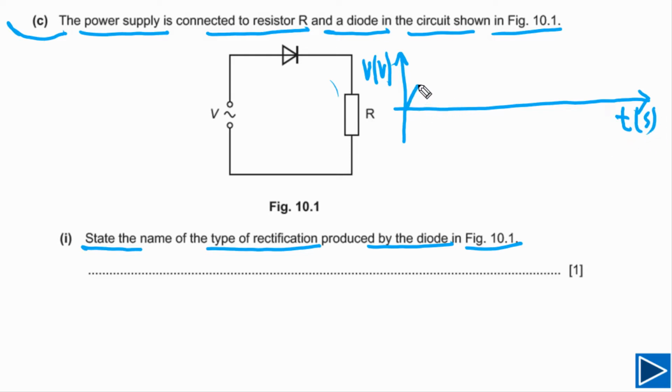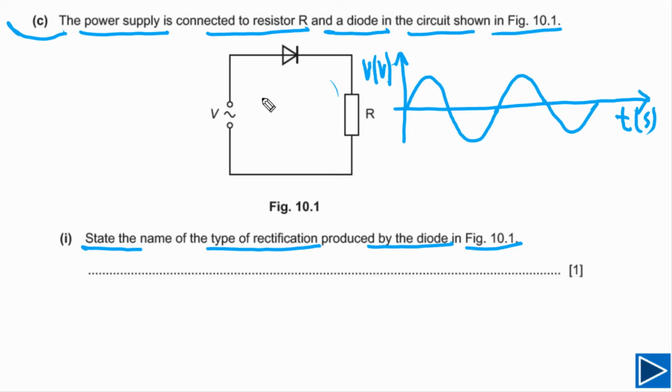So this will follow a sinusoidal curve somewhat like this. We will just draw 2 cycles. So this will follow a sinusoidal curve somewhat like this. So this is when there is no diode in this circuit.